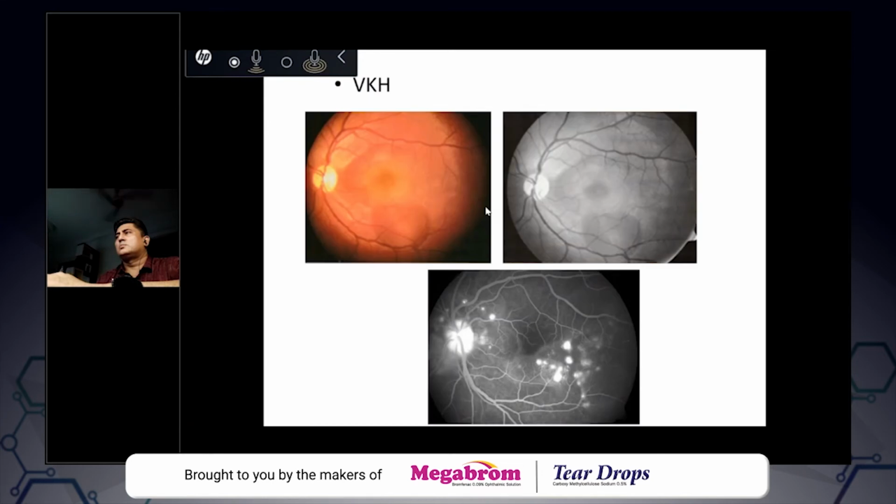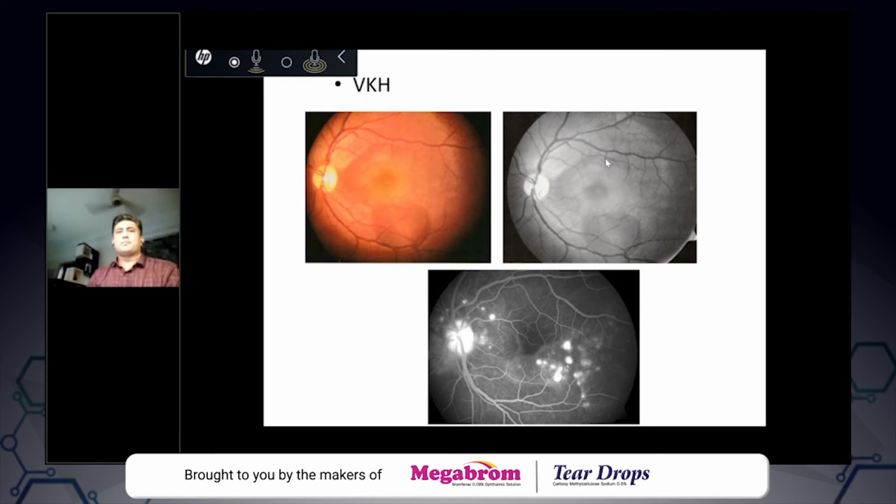So look at another. So that is CSR. Look at this patient. Again, this is a middle-aged lady presenting with similar findings in both eyes. You can have a serous detachment here, and here. This red-free photograph shows serous detachment here and here. And when you do an angiogram, you see multiple leaks here.